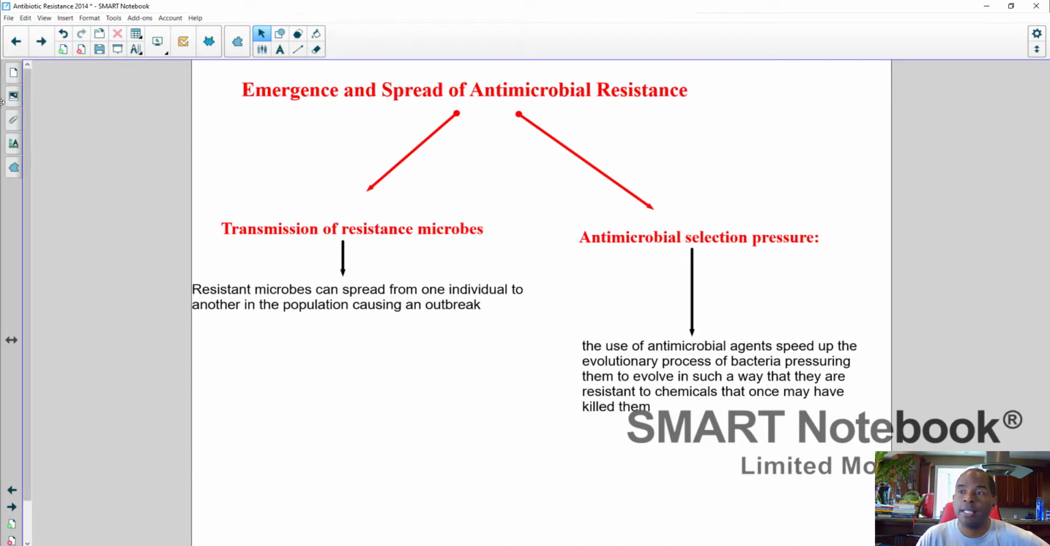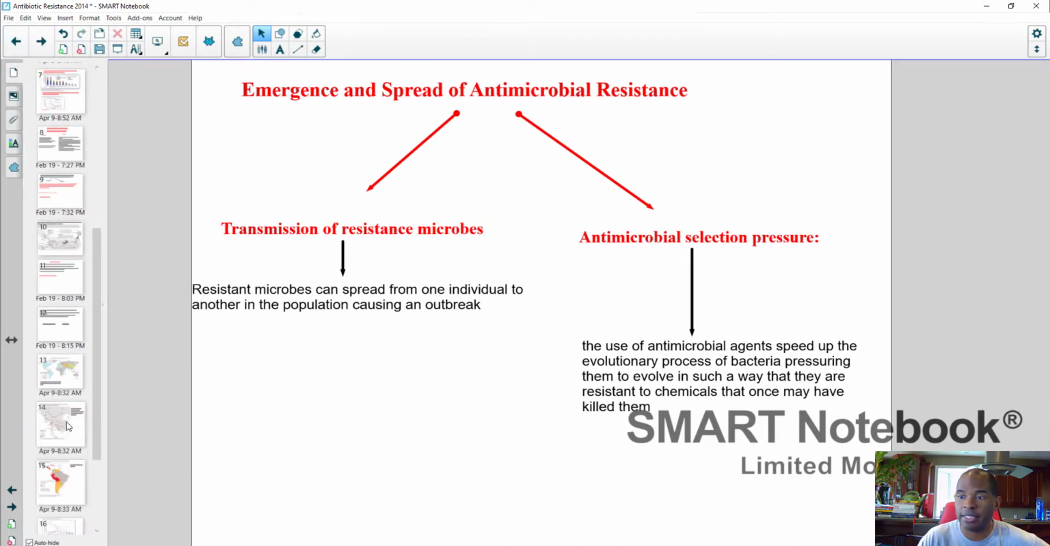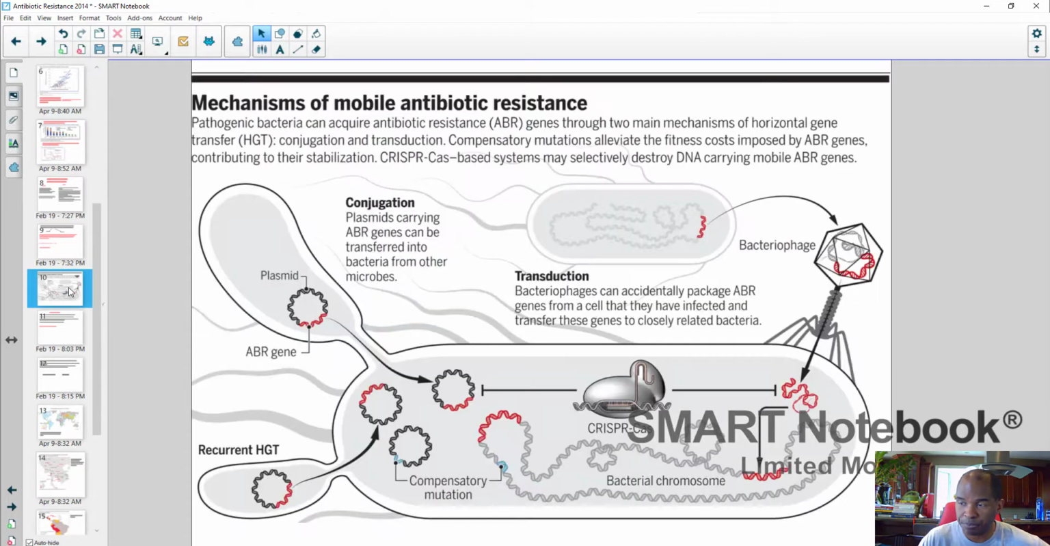So if I jump over here to this slide, this is a slide I took from a site, and I'm going to make sure I link to it so you guys can use it if you'd like. It talks about how bacteria and other pathogens, but bacteria specifically, are able to transfer their resistance.